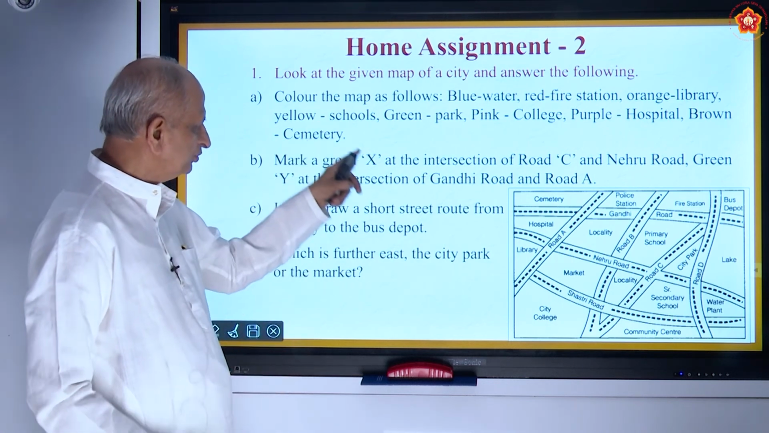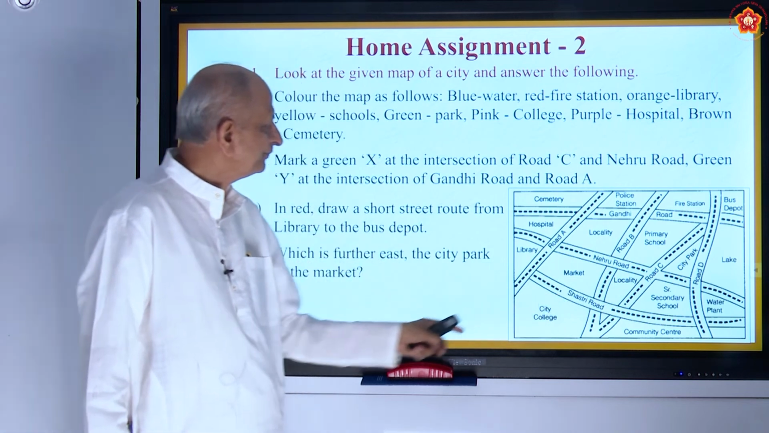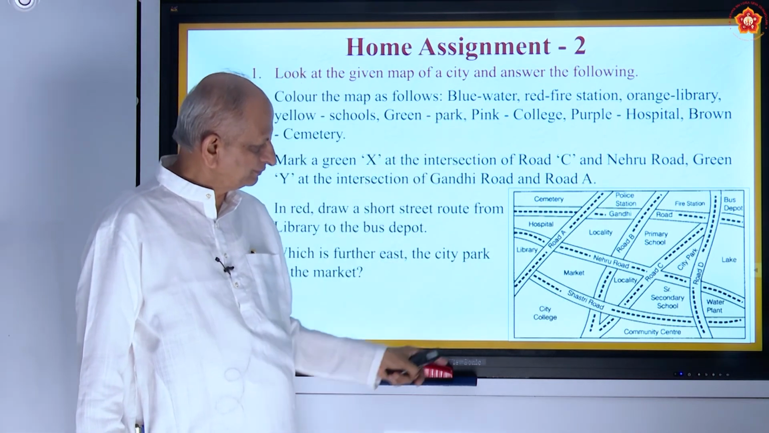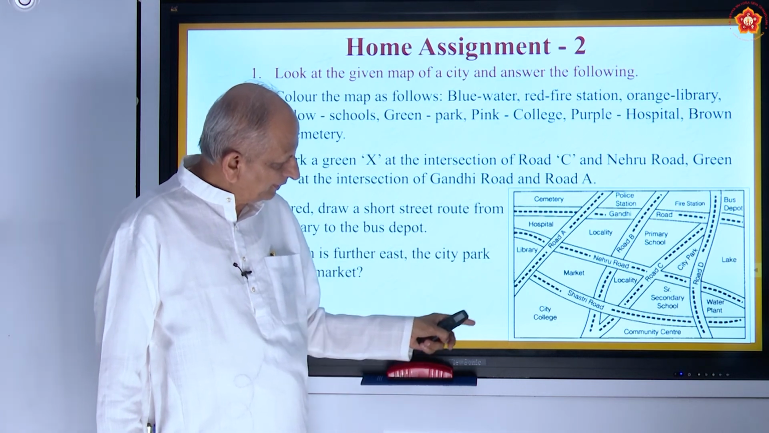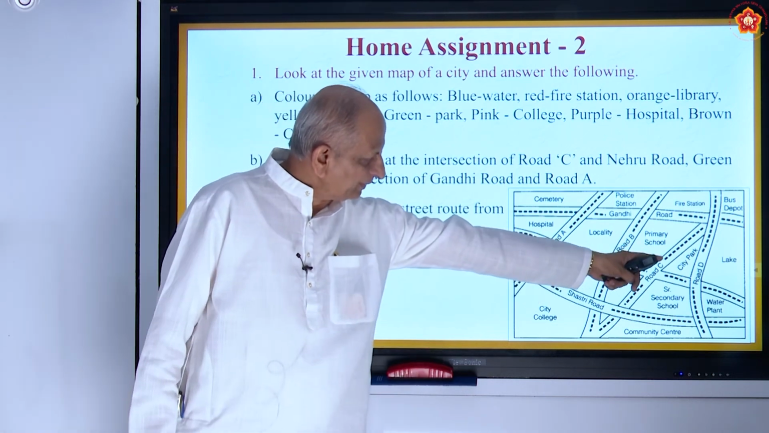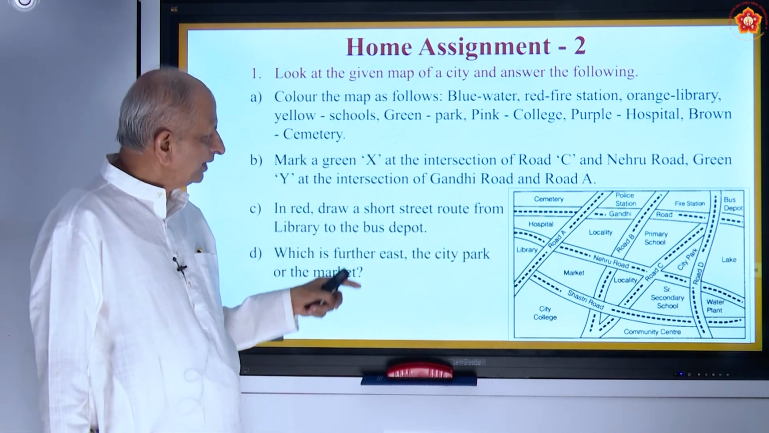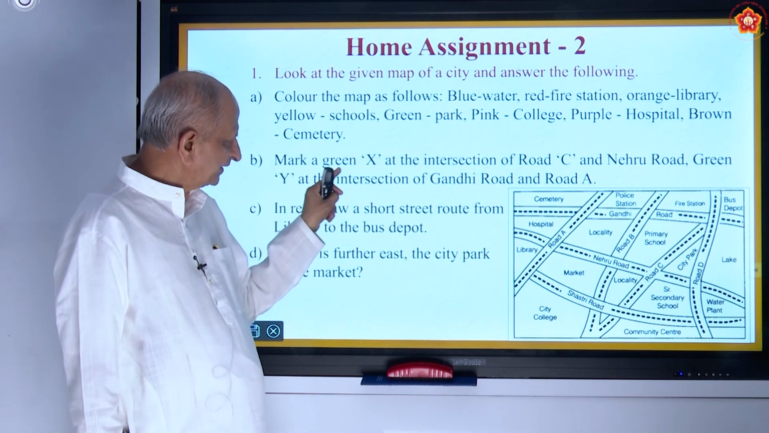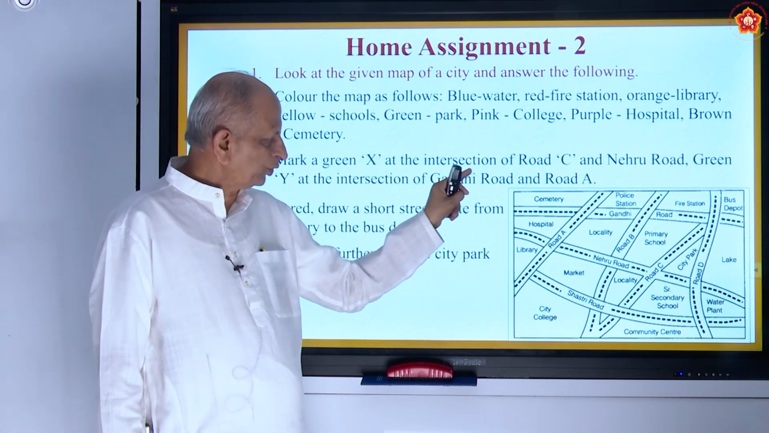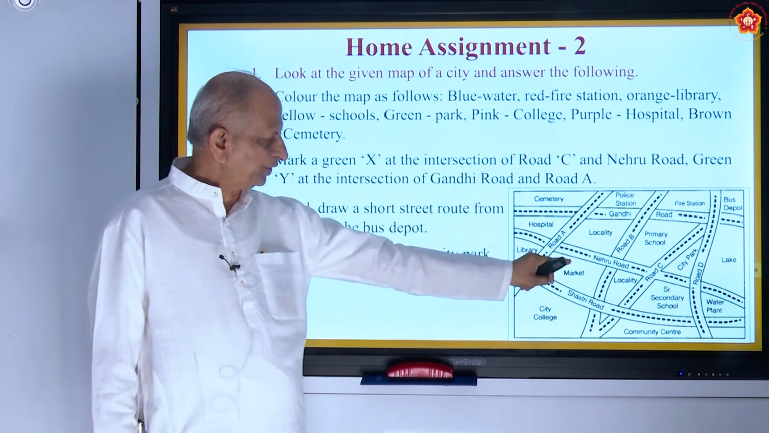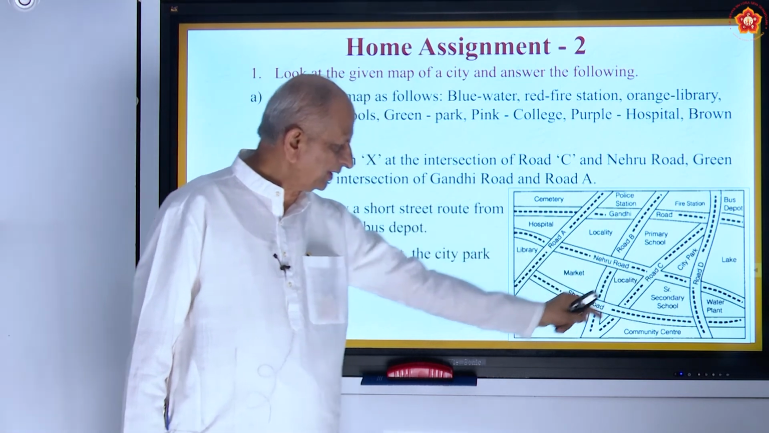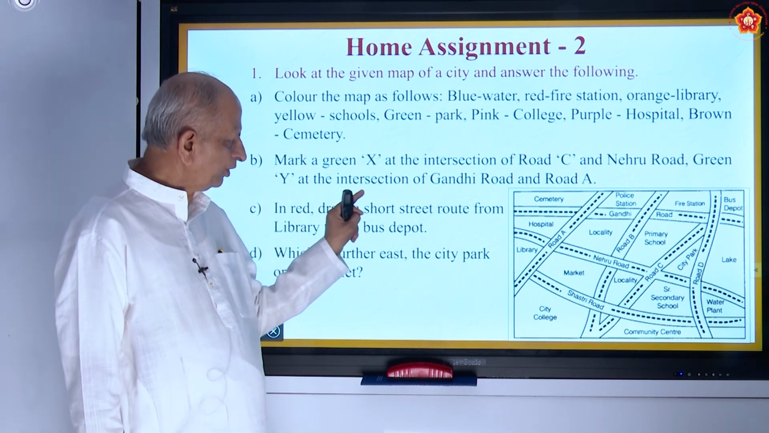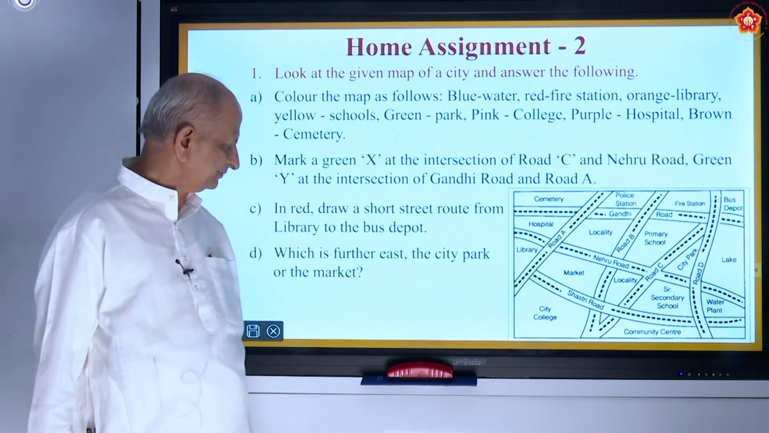So here they are asking you to give colors for this. What type of colors? Wherever there is water, you put blue color. Where is the water? Here. So a lake is given. So lake means blue color. Red stands for fire station, like that. Mark a green X at the intersection of Road C and Nehru Road. Nehru Road is here. Road C is here. That is marked as X. And green Y, the intersection of Gandhi Road and Road A. You only do it, okay?